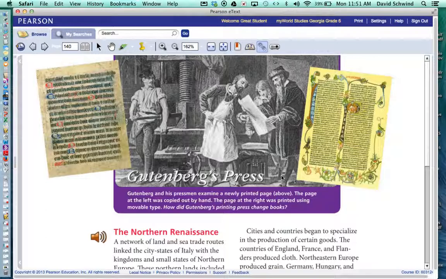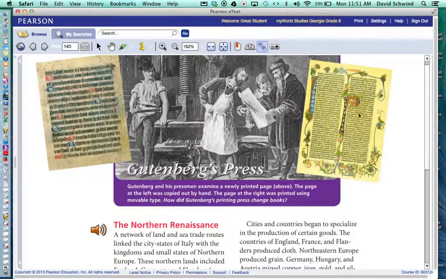Gutenberg's press. Gutenberg and his pressmen examine a newly printed page. So they invent the printing press. The page at the left was copied out by hand. The page to the right was printed using movable type. How did Gutenberg's printing press change books? Written by hand? Printing press. Could you imagine writing this by hand? Whew. What about drawing this? At one time, monks sat and just wrote all of this. Gutenberg comes along and creates this.